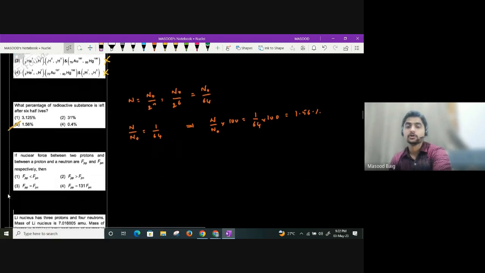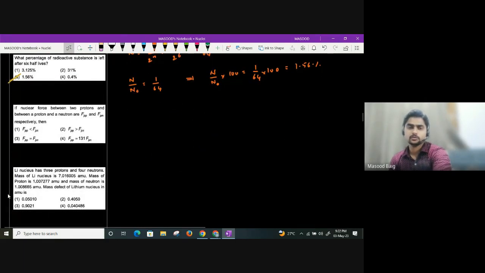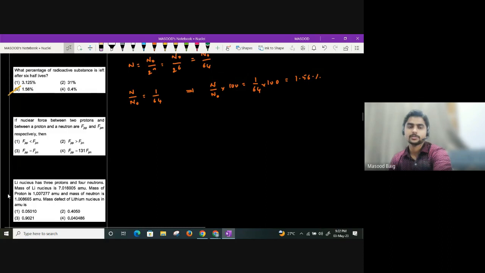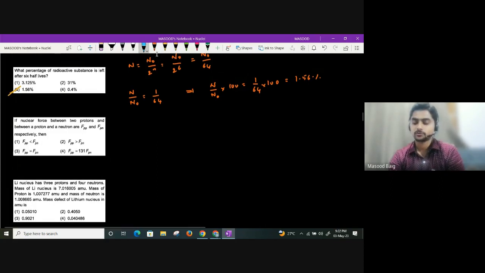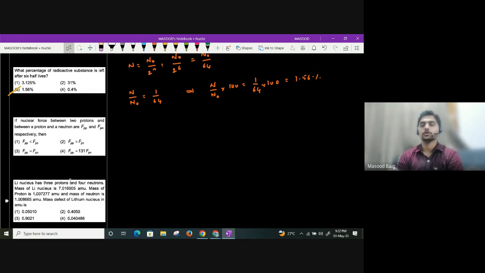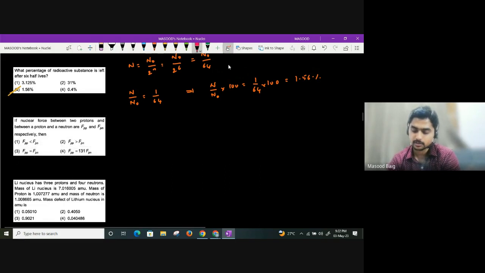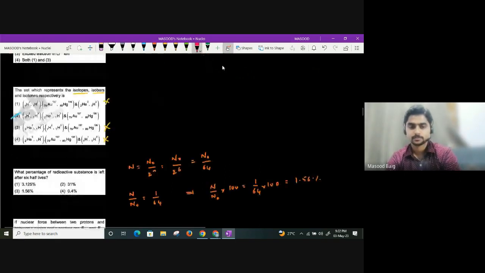Alternate forms of radioactivity, very important formula again. If nuclear force between two protons, between proton and neutron are FPP and FPN, nuclear force, always remember they are charge independent, guys. They will be same between proton-proton, proton-neutron, neutron-proton, neutron-neutron. So they are going to have same value, guys. FPP and FPN same over here. Is that clear, all of you?